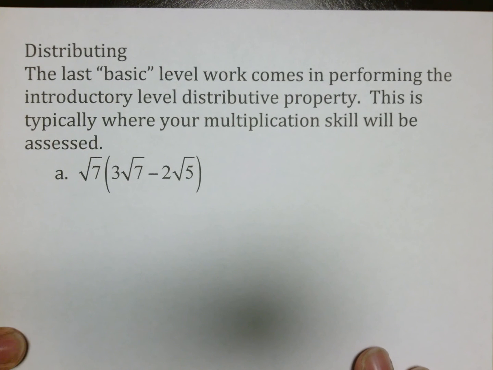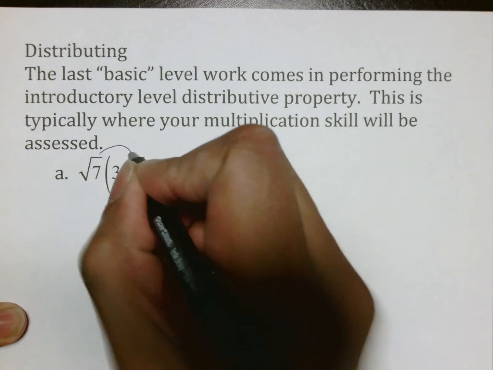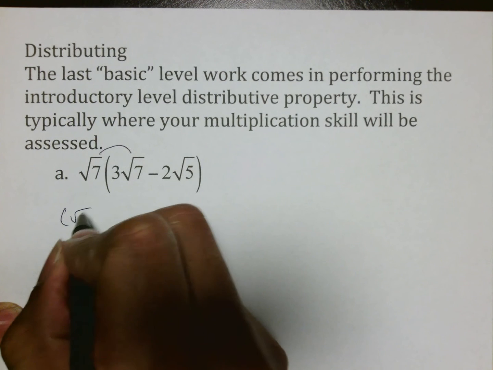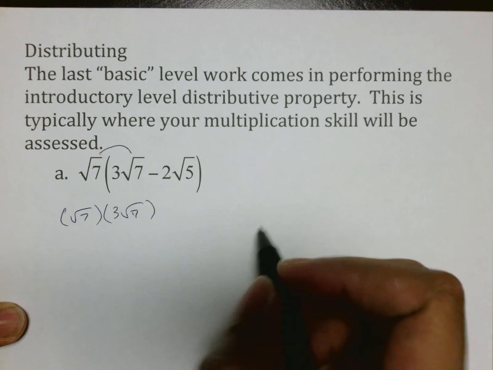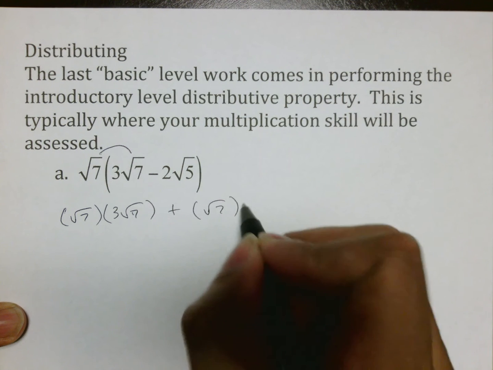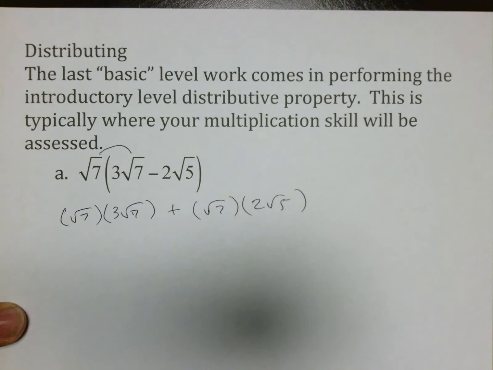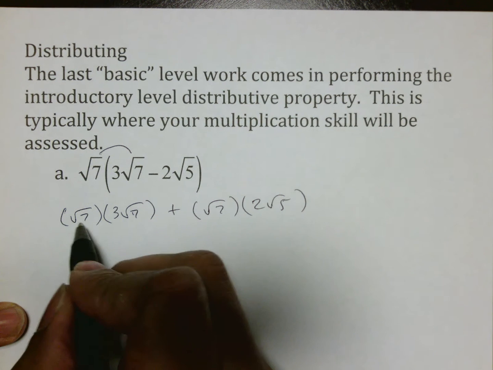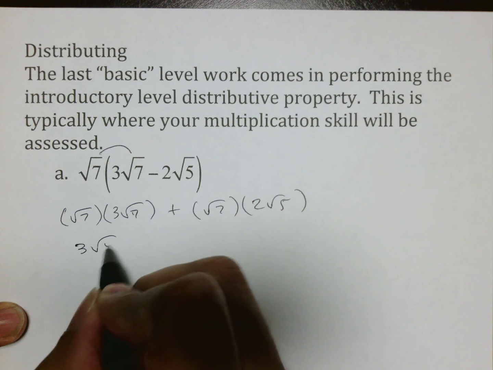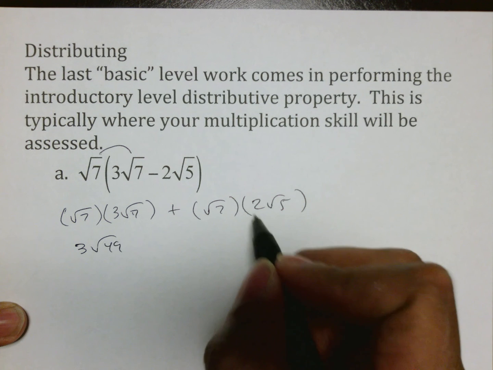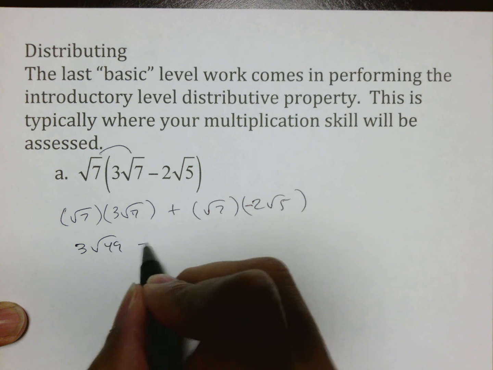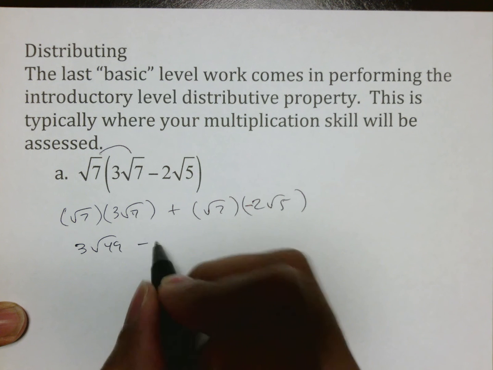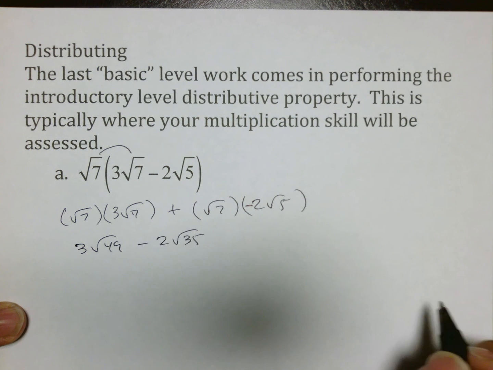So the last basic level of work that we're doing today is pretty much just the distributive property. But again, to do the distributive property, you must understand how to set up your work. So you have root 7 times 3 root 7 plus root 7 times 2 root 5. From there you multiply. This turns into 3 root 49. I'm sorry, that's negative 2 root 5. And then minus, because that would be negative, 2 root 35.